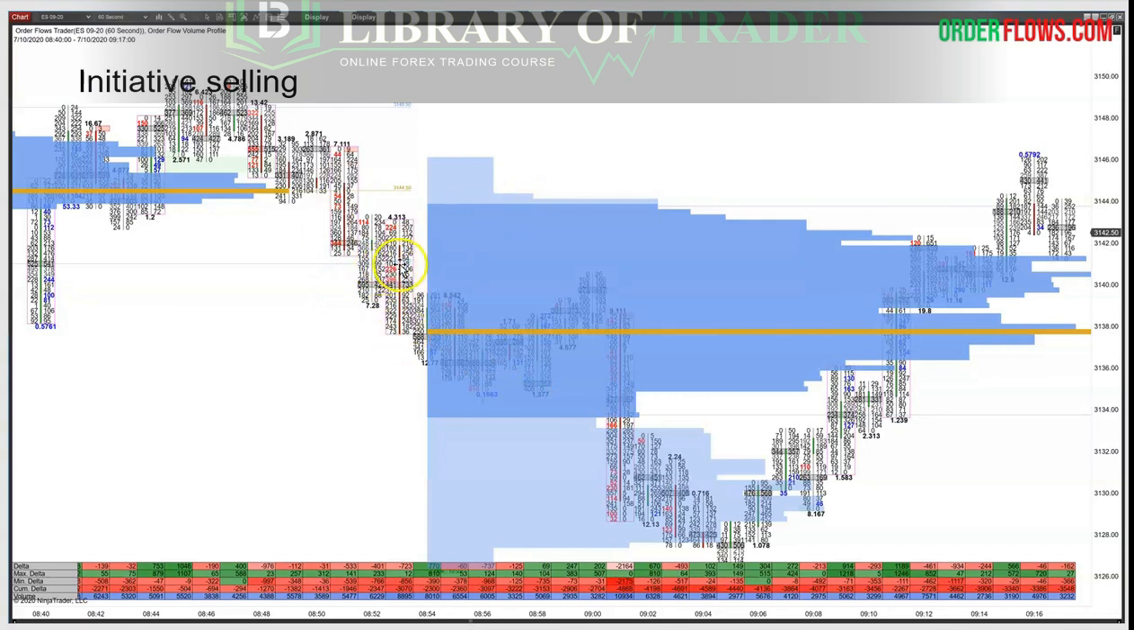Here's your value area low from the previous value profile. And we open up. This is a 1 minute chart, or sorry, a 60-second chart. Again, it doesn't matter if you use 1 minute or 60 seconds, it's up to you. But we open up below the value area, start rotating back up.